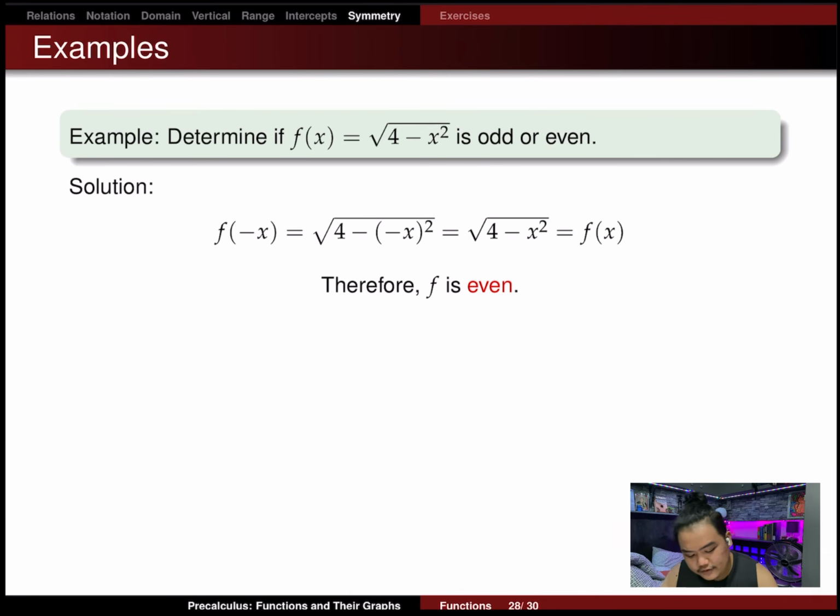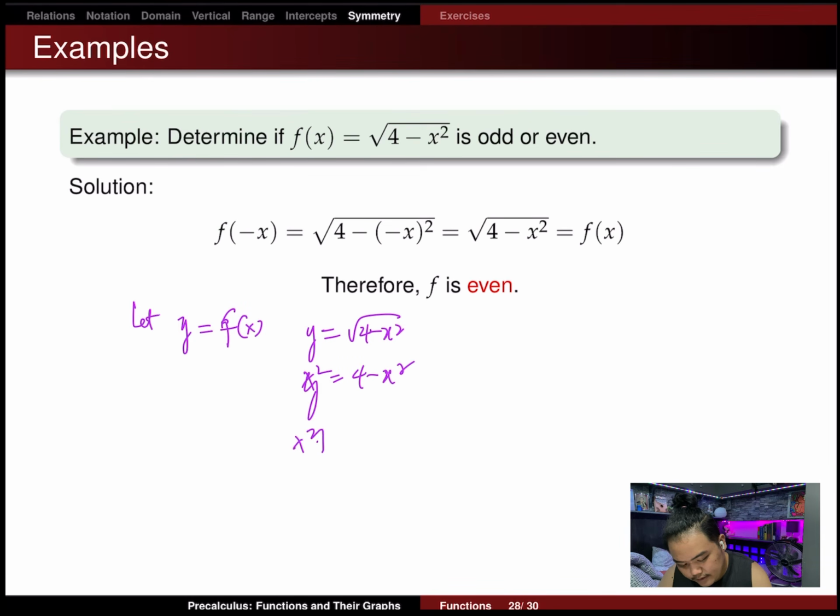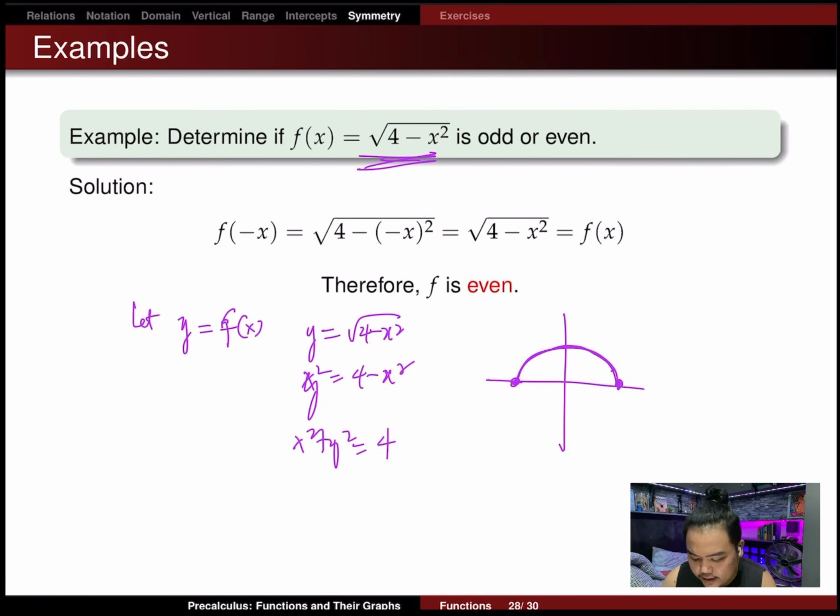Ano bang itsura ng graph niyan? Okay, so, supplemental lang. Let y equal to f of x. Your graph will look something like this. Square both sides. So, x squared plus y squared equal to 4. That is a circle of radius 2. But your y is the square root of something which is not negative. So, ilalim lang. So, close yan. So, yan yung graph nung function mo. And as you can see, the graph is symmetric with respect to the y-axis.